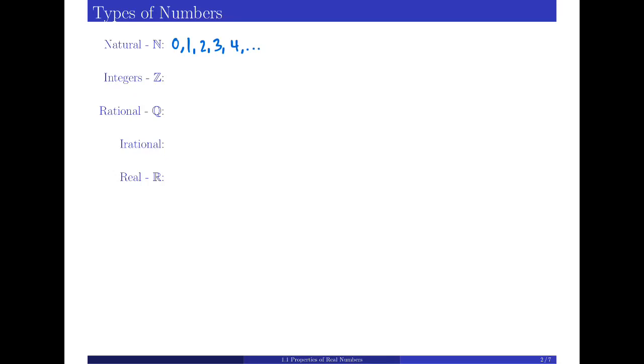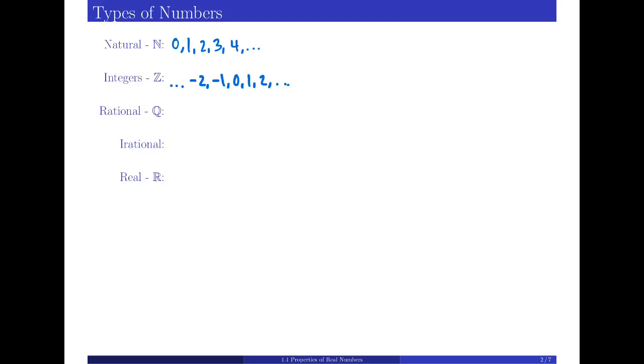The integers are just the whole numbers that include the negatives. So we would have everything prior to -2, -1, 0, 1, 2. So all the positive and negative whole numbers.